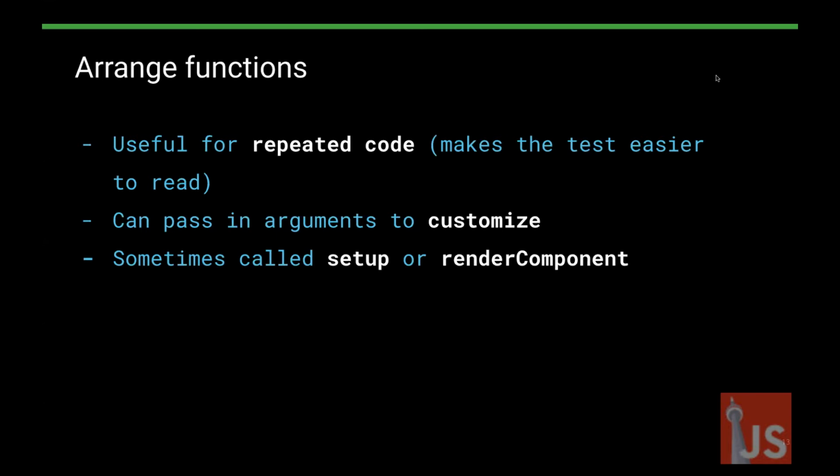So let's say you're rendering a component for many tests over and over, but the props need to change slightly per test. You can pass in those props as an argument and then use that same function over and over for different tests. You'll sometimes see this function called setup or render component. So as an example, Adobe Spectrum, Adobe's design system, if you look into their source code, they call it render component.